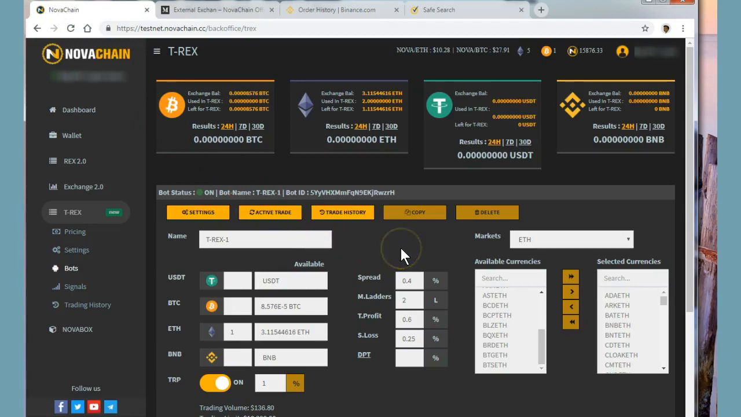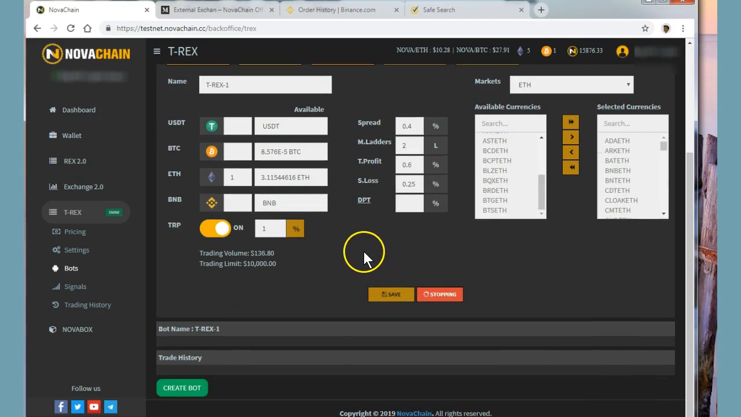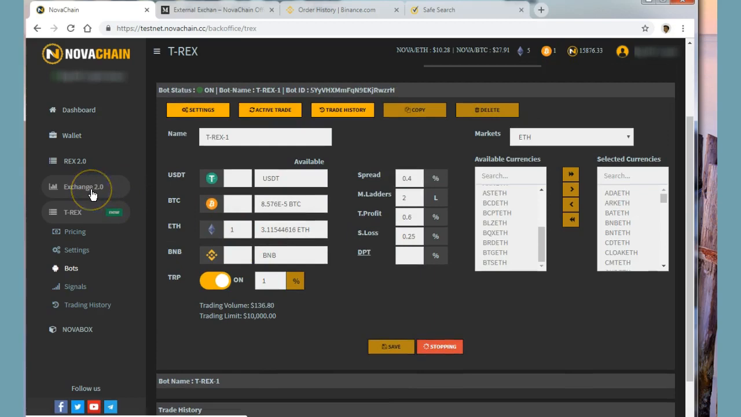All right, so we'll come back. I'll check back in with you, and we'll see how this thing is going. And I'll also give an update on my current Novachain Rex 2.0, how that's going. I haven't looked at that in a couple of days. So let's take a look at that and see what kind of percentages they're doing. Because remember, the 2.0 is using the T-rex technology. So it's using the same trading bot, or these bots, and it's putting it directly into the passive income tool, Rex 2.0.